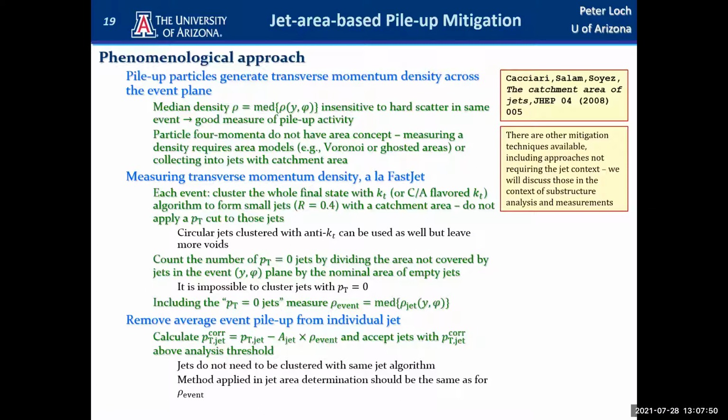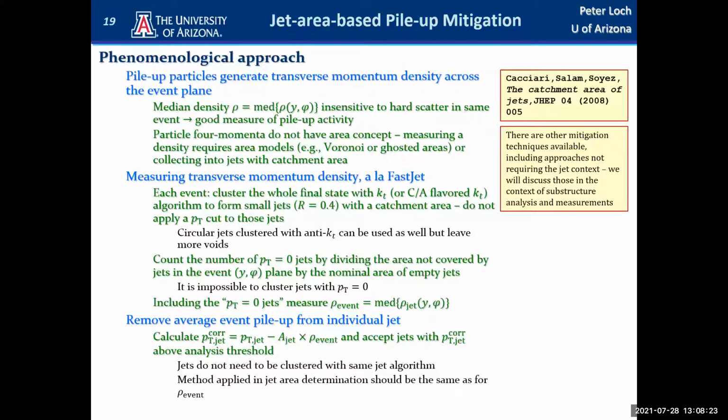You have a good measure of the pileup activity, and we have seen this in the experiment. The big problem is that, of course, a particle four-momentum does not have an area concept with it. It simply doesn't have it. So we either come up with a model, like I think yesterday we already mentioned, Voronoi or ghosted areas, but those are all more or less stochastic models, which may not be the best at the level of individual particles.